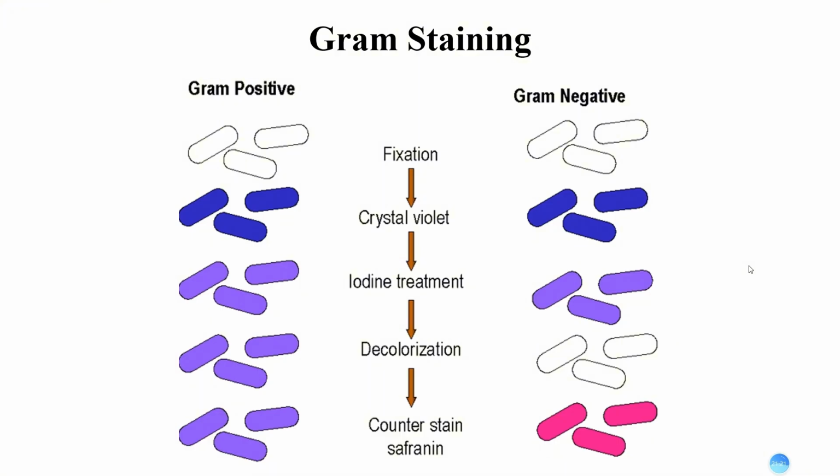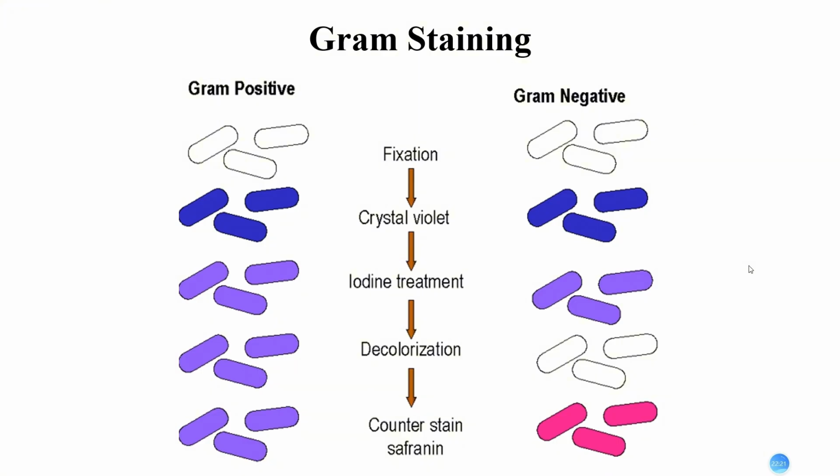The final step is a counterstain using a red or pink dye called safranin. We counterstain with safranin so that after the final staining, the gram-negative bacteria will show this red or pink color, while gram-positive bacteria will still show the blue-purple color, so that you can tell the difference between gram-positive and gram-negative bacteria. This Gram staining was invented over 150 or 160 years ago, but it's still being used in hospitals, because after determining whether it's gram-positive or gram-negative, it can help the doctor to use the proper antibiotic, because usually we use different antibiotics for gram-positive or gram-negative.